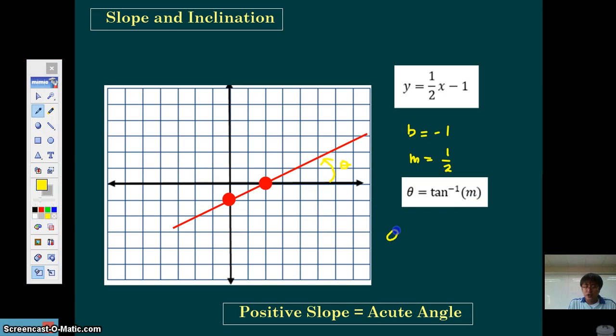So the angle of inclination, theta, is simply tangent inverse of the slope, which is 1/2. So just use a scientific calculator to evaluate the exact measure of the angle in degrees, and you'll get, in 2 decimal places, 26.57 degrees. So obviously an acute angle.